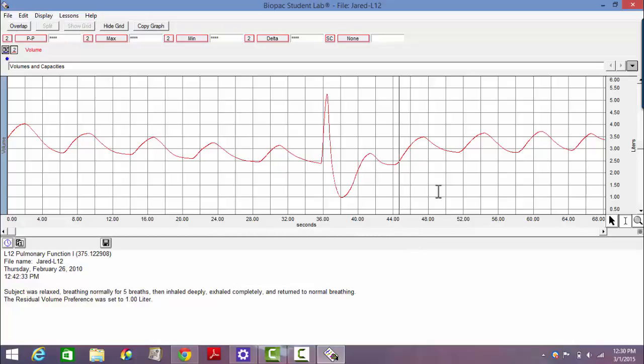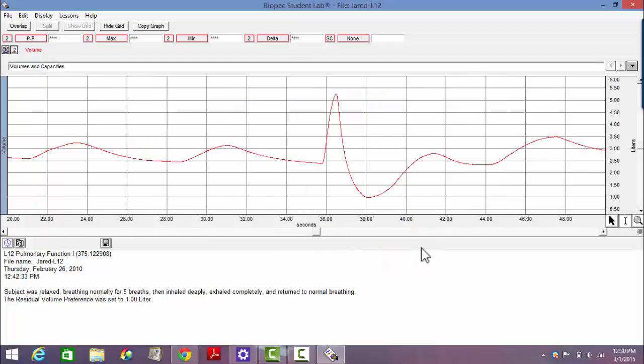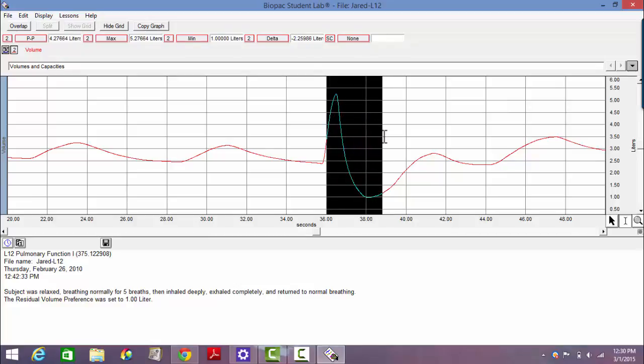So I think what I'm going to do is change the time scale. I just click on the time scale. There we go. And I'd like to see maybe between 20 and 50 seconds of the scale. And that opens things up for me. It's going to make it a little bit easier to select now without straining my eyes. So we want to have both peaks within our selection. So I'll go a little bit before the inspiratory peak and a little bit beyond the expiratory peak. And we're going to look at the P to P value now. And the P to P value is 4.28 liters. So that's our vital capacity.